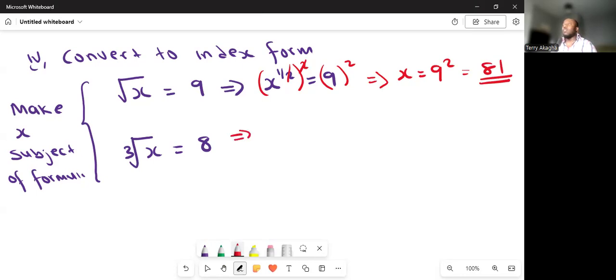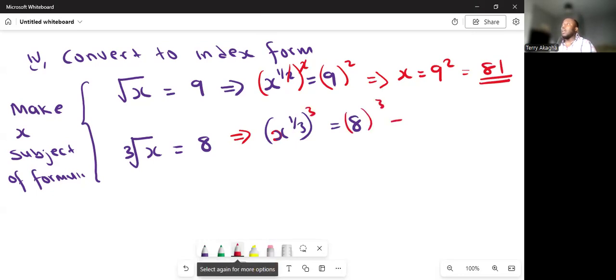You could also be asked to convert to index form. So it will now be x raised to the power of what? 1 over 3, and that'll be equal to 8. Then, in order to get rid of that, you raise both sides to what? 3. Then x is going to be 8 raised to the power 3. So that is how you do it, and you can now make x the subject of the formula.